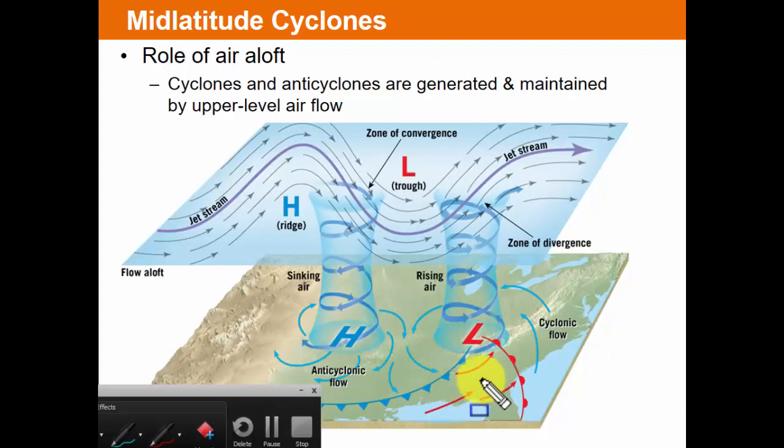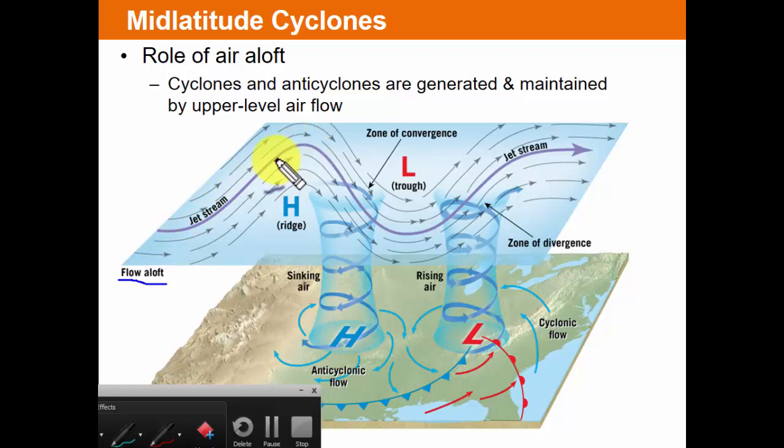So now we want to talk about how our high pressure at the surface and our low pressure at the surface are affected by the winds aloft. And when we say the winds aloft, we're talking about the winds that happen at the top of the troposphere, right at the tropopause, our upper level winds. Sometimes these are as high as 5,000 meters, between 5,000 and 6,000 meters.